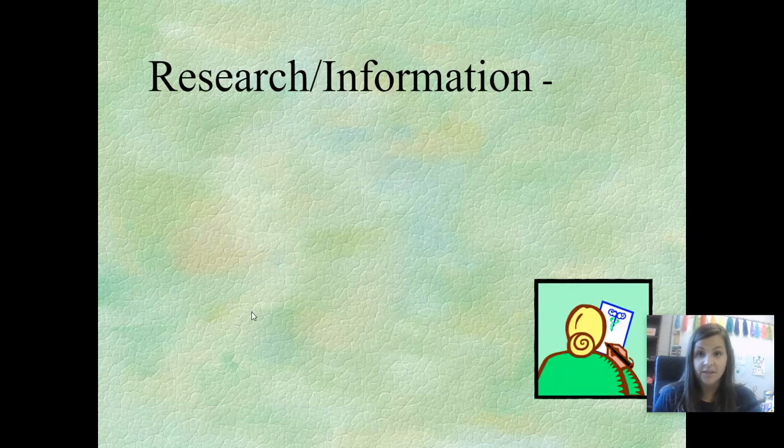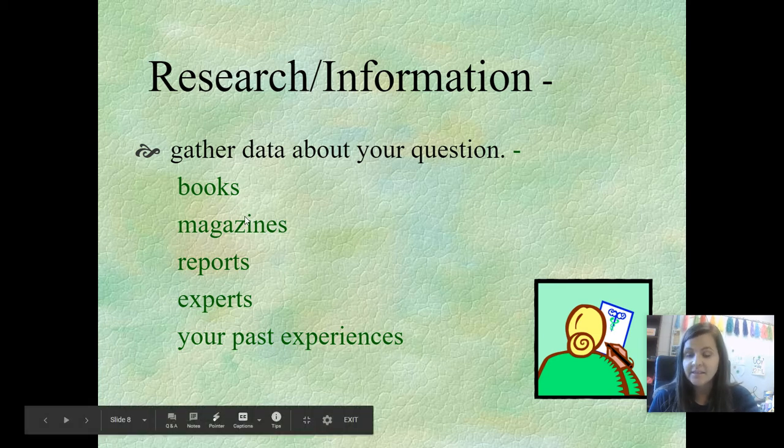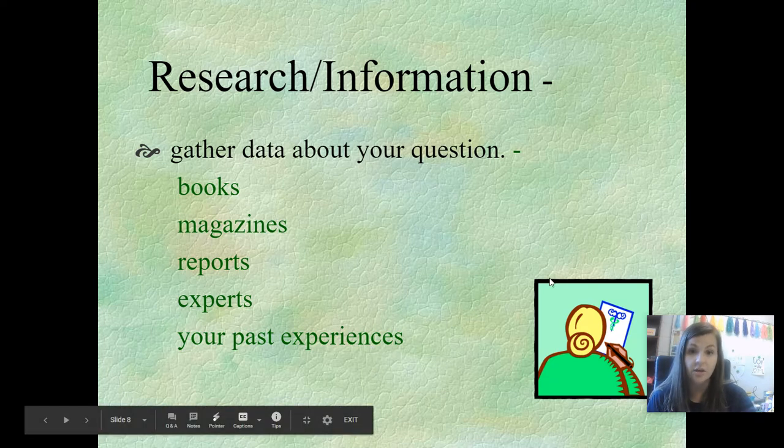You don't want to have too many topics or problems you're trying to solve at once. Research and information is our second step. This is where you gather data about your question. Books, magazines, reports, experts, your past experiences. You can even use the internet to look up information.